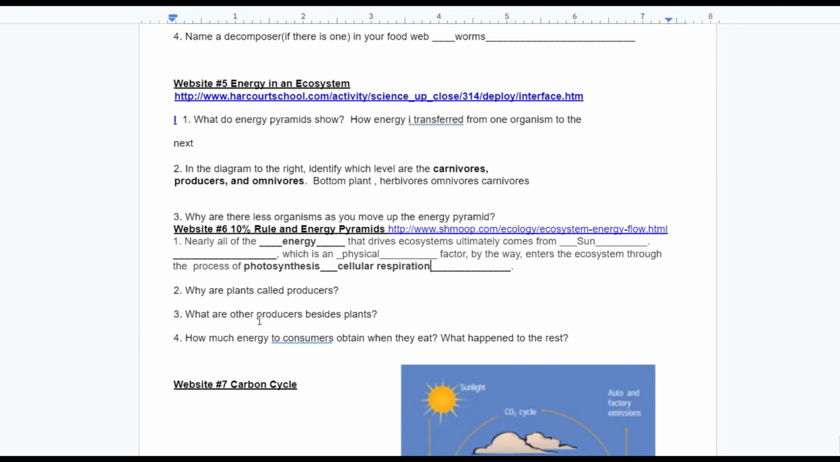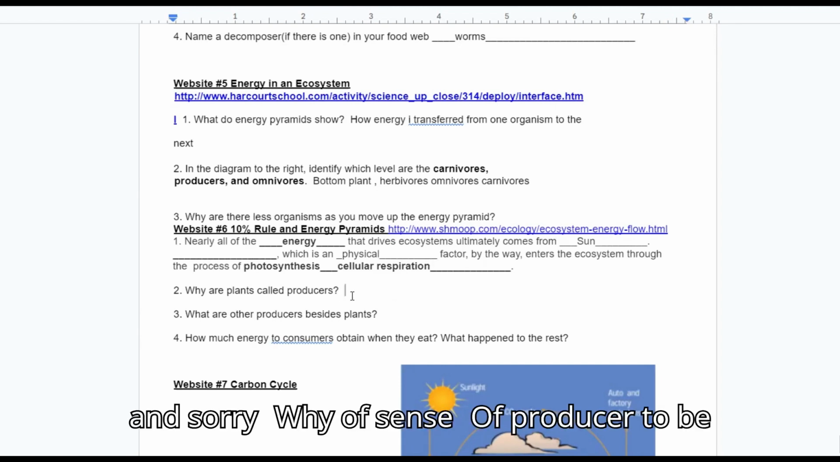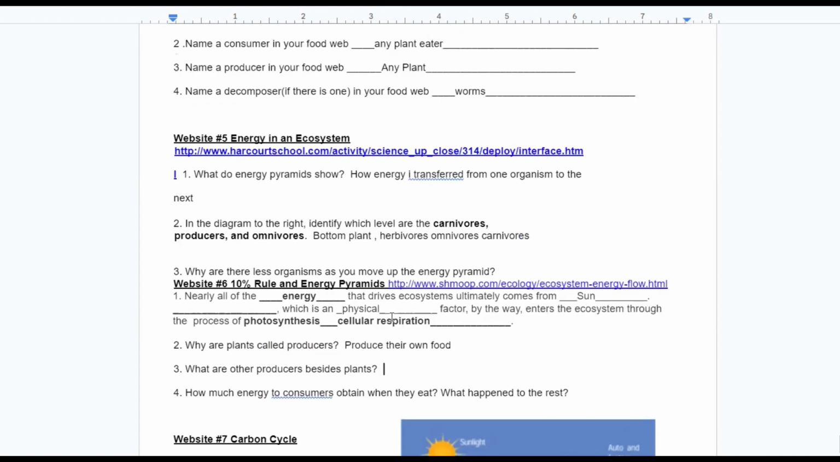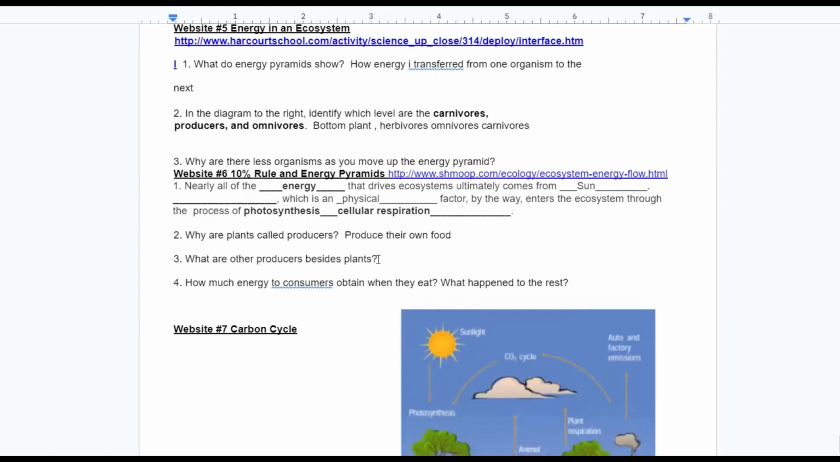All right. Why are plants called producers? They produce their own food. All right. What are the other producers besides plants? Bacteria. Oh, algae. Sorry. Algae.